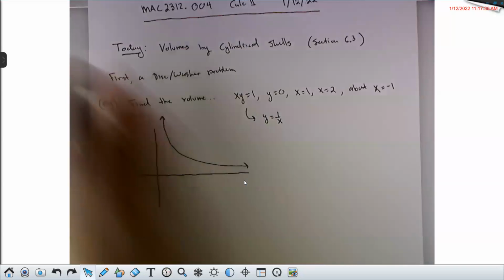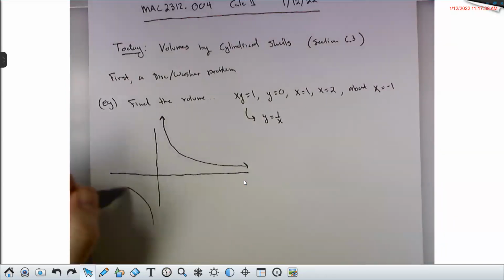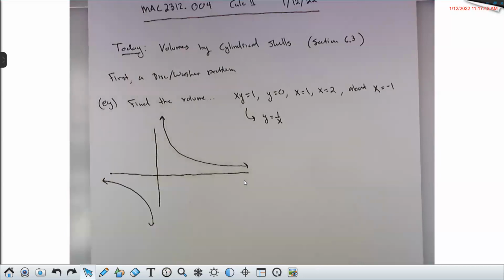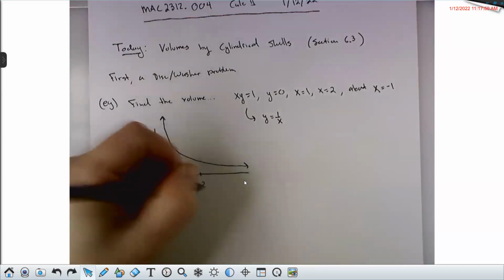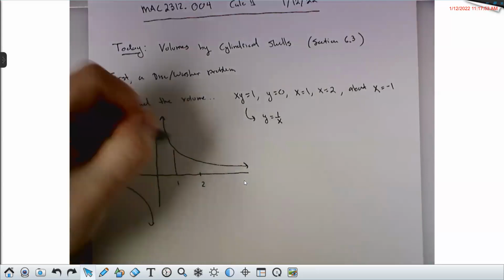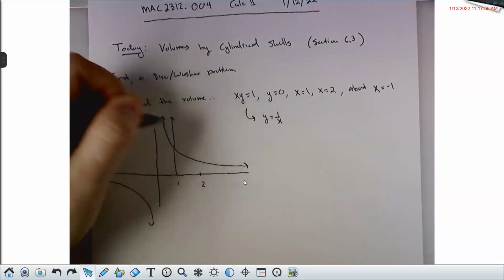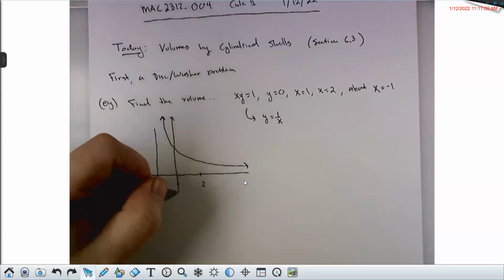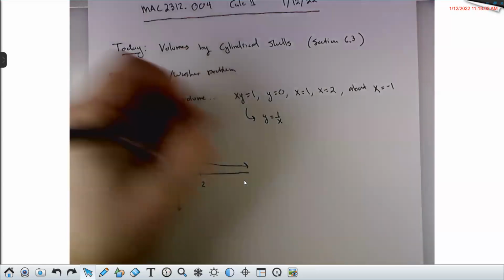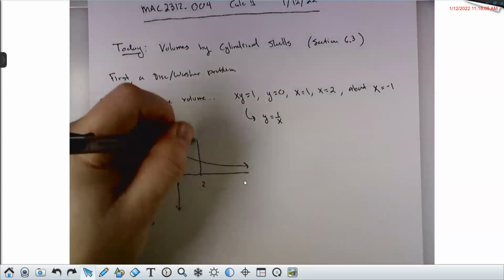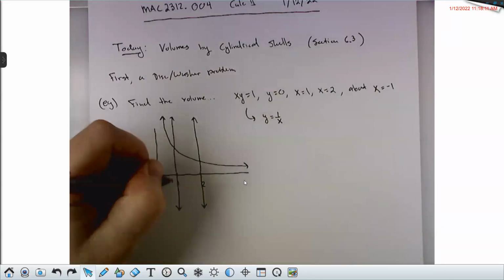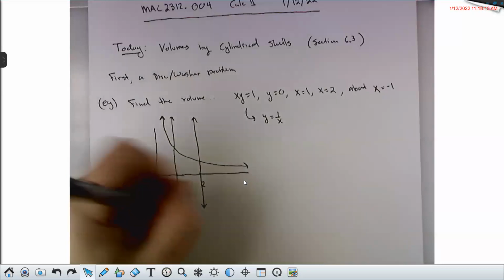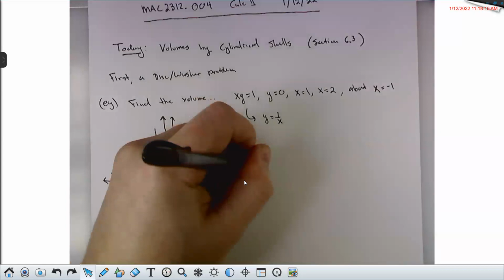Here's what y equals 1 over x looks like in the first quadrant. It does have a piece over here as well. All right, so this is the curve x times y equals 1, or y equals 1 over x. If I mark this as 1 and this as 2, and here's the vertical line, x equals 1. And here's the vertical line, x equals 2. This is x equals 1, this is x equals 2, and this is x times y equals 1.